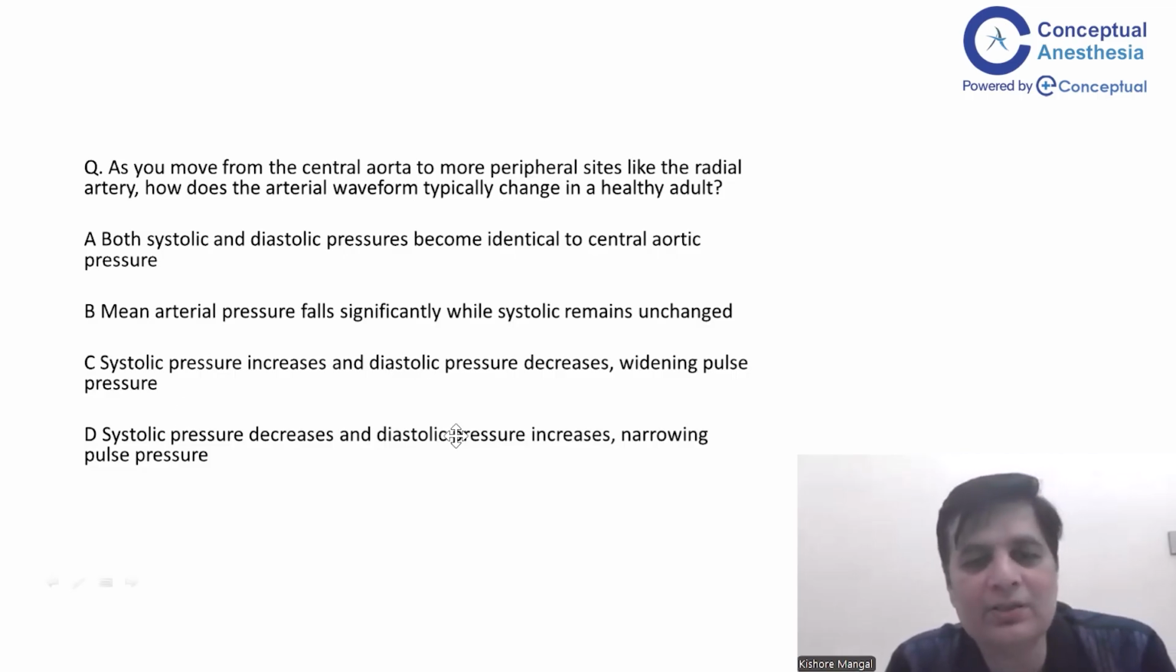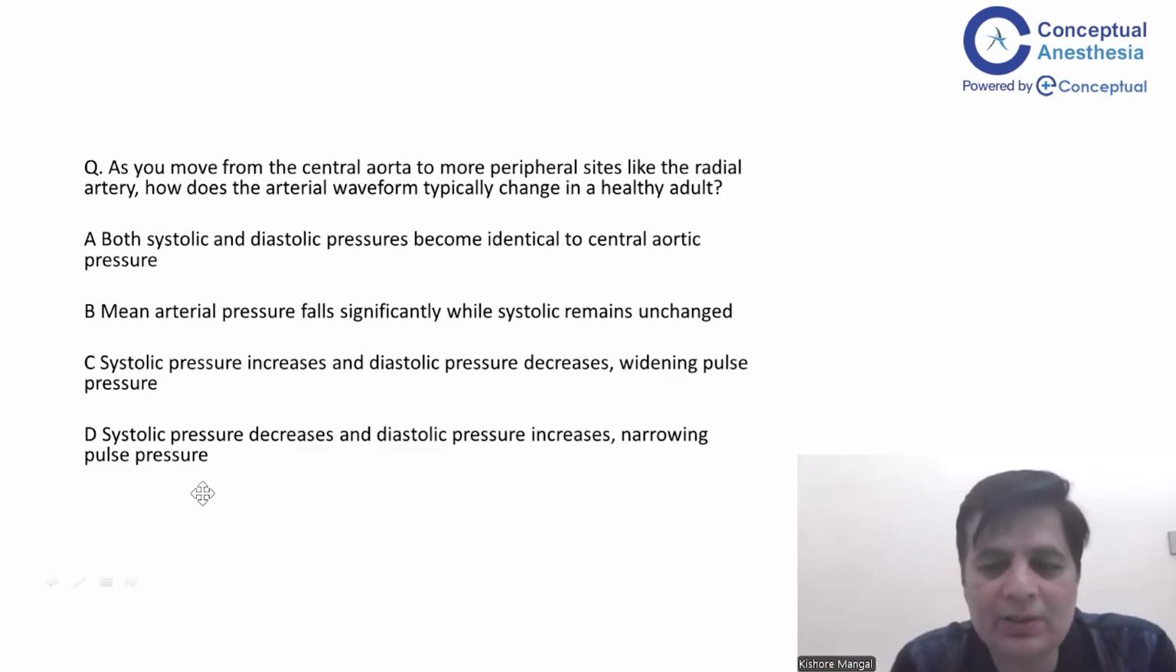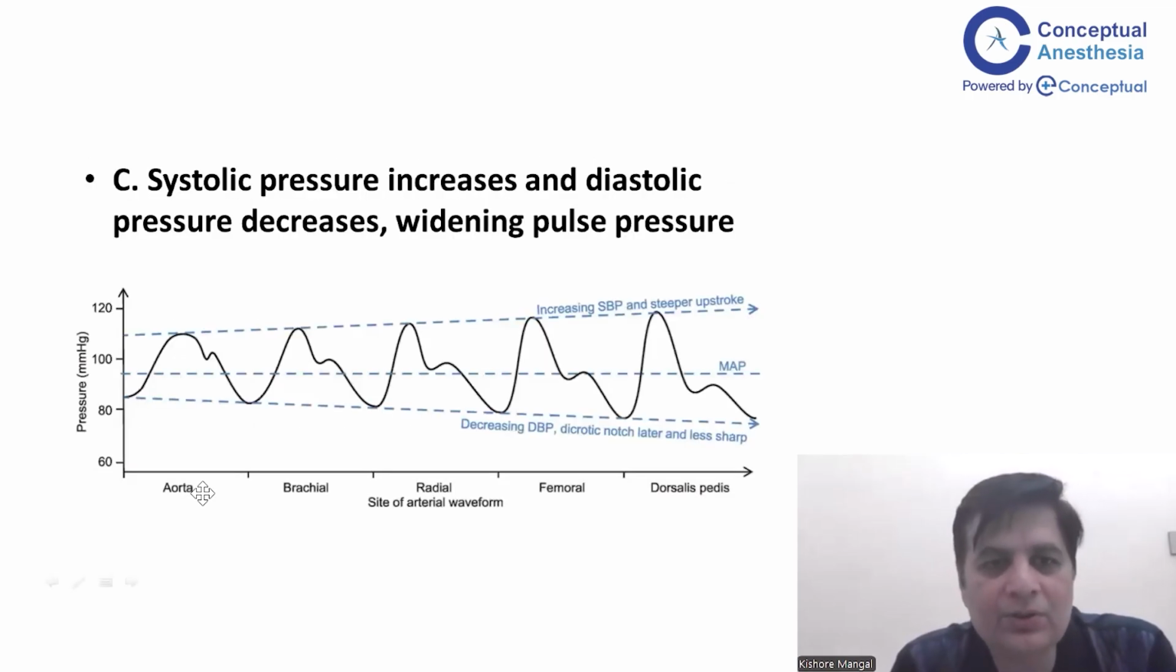Option D: systolic pressure decreases and diastolic pressure increases, narrowing pulse pressure. It doesn't happen like that. This is what we see, that the systolic blood pressure increases and the diastolic blood pressure decreases. Option C is the correct answer.